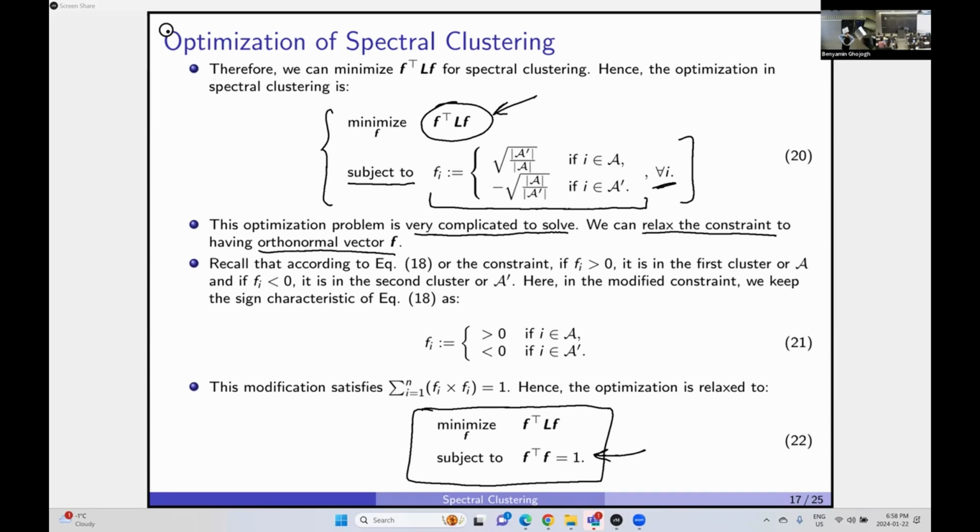Its length is 1 and it's an orthonormal vector. Just give me a second. Here, note that fi, if i was in A, fi was positive. If i was in A prime, fi was negative.